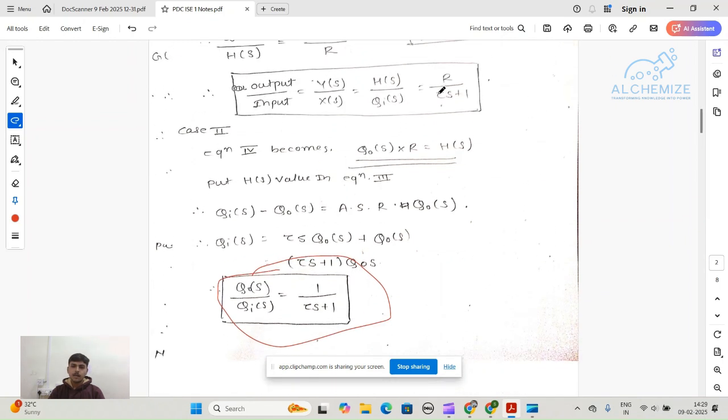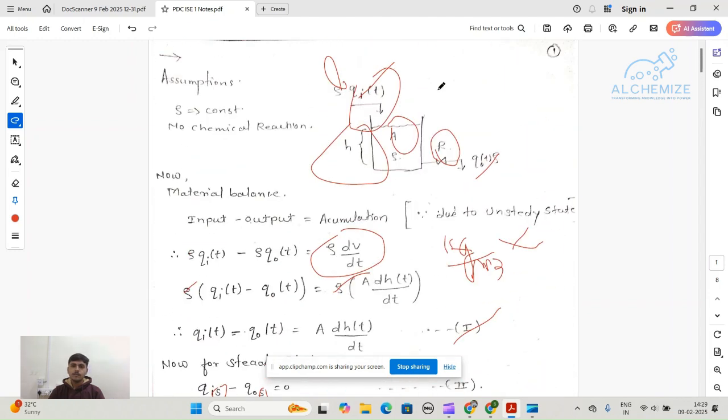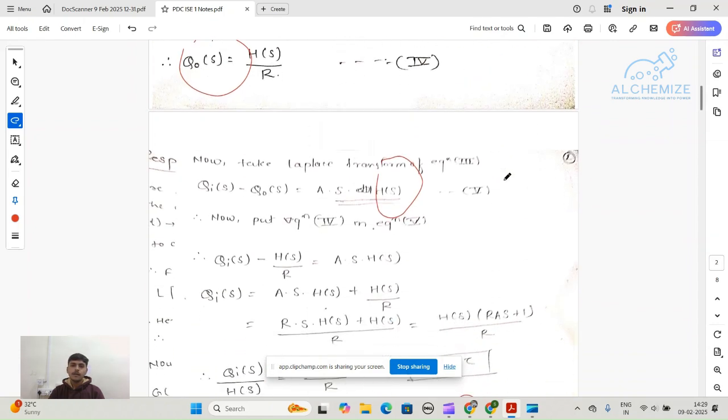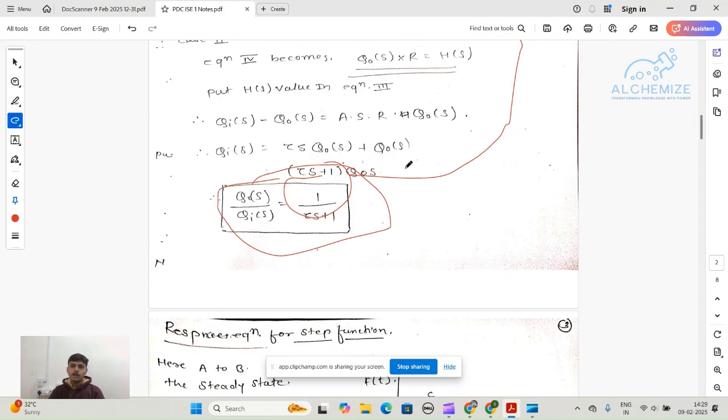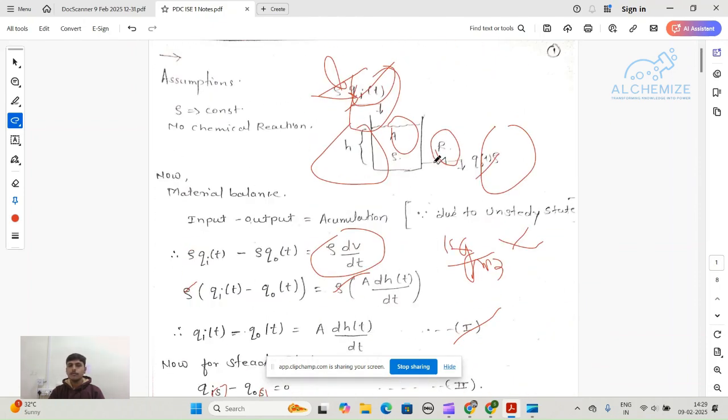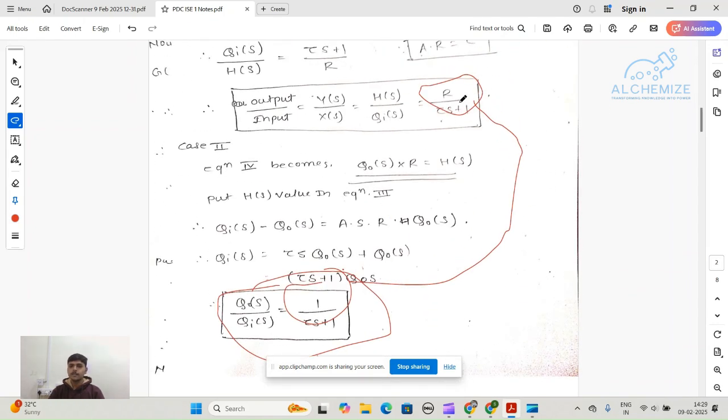So here one thing you can realize is that R is present and 1 is present. So why is this there? Because of single input we are dealing with a multiple input and multiple output, that is MIMO system. So if I am going to take a ratio of input flow rate and output flow rate, then it becomes 1 here. And if I am taking the ratio of input flow rate and height, then R comes into the picture here.